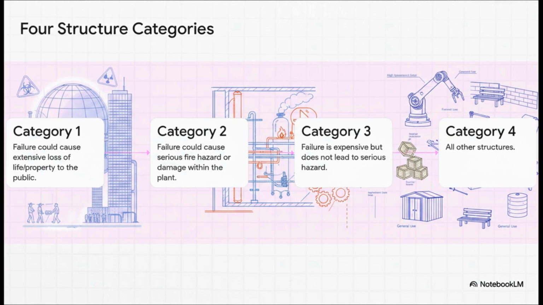Category 1, that's for the structures where failure is absolutely not an option because the public could be at risk. Think of a containment building for hazardous materials. Category 2 is for things that are critical inside the plant. A failure might not affect the nearby town, but it could start a major fire or shut down the entire facility. Category 3 is for things that are really expensive but not necessarily dangerous, and Category 4 is pretty much the catch-all for everything else.